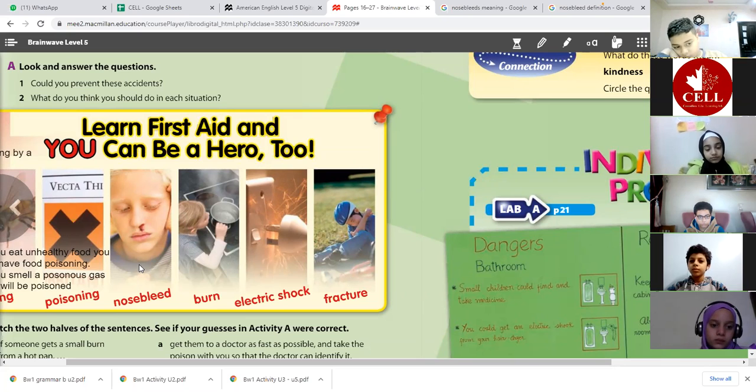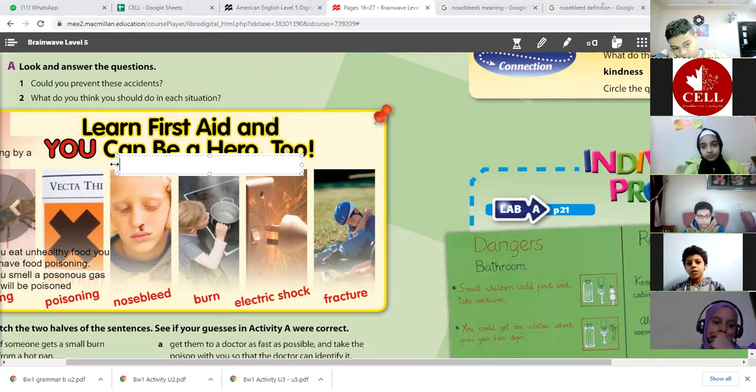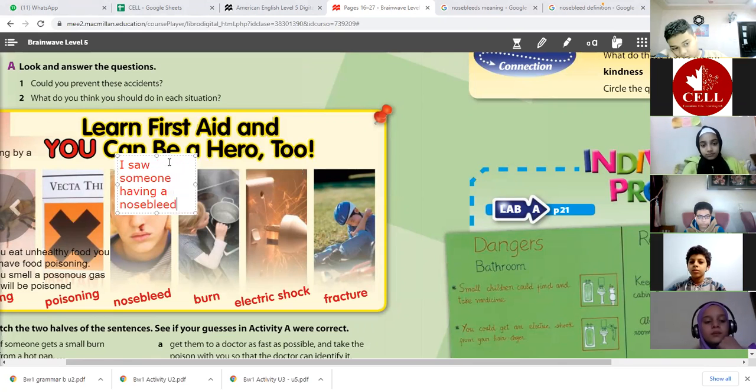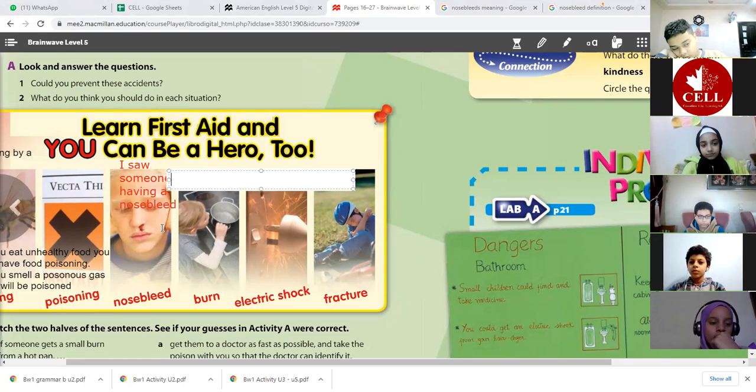I want you to make another example. I saw someone having a nosebleed. Not bleeding with -ing, that would be present continuous at the moment. Having a nosebleed means they had it and it finished. It happened once.